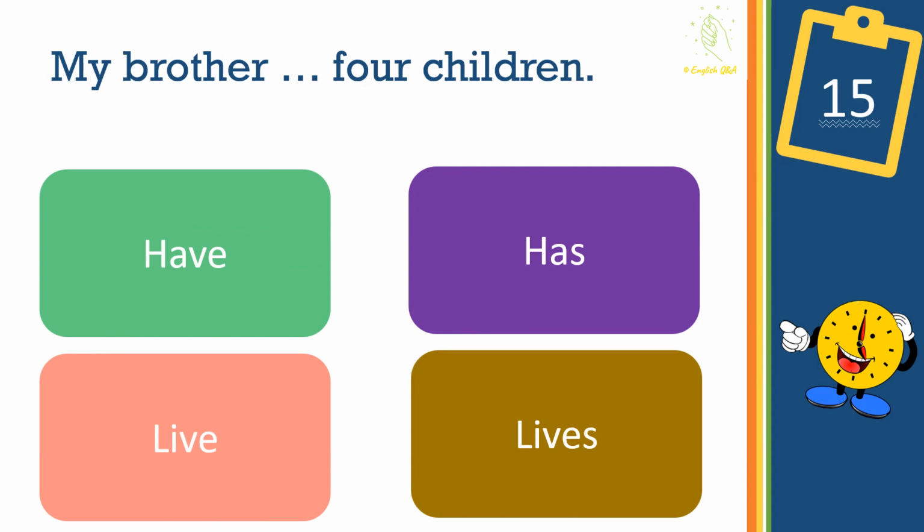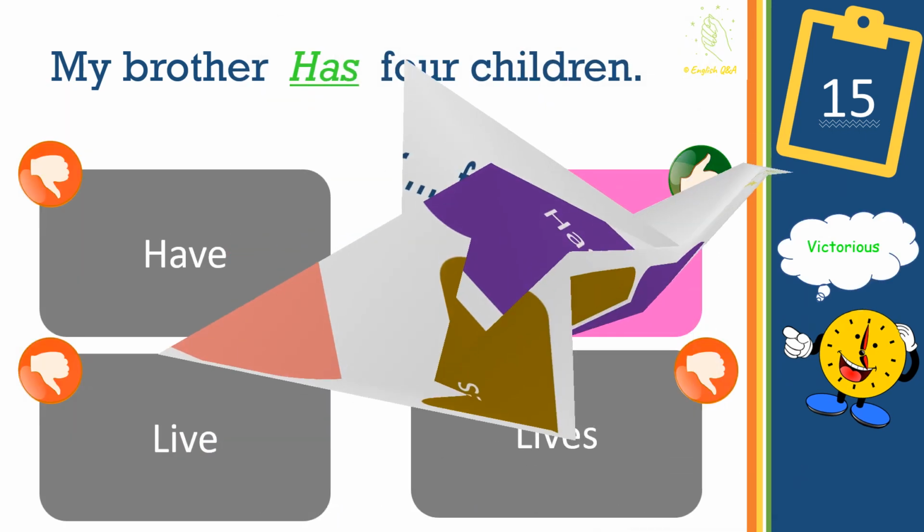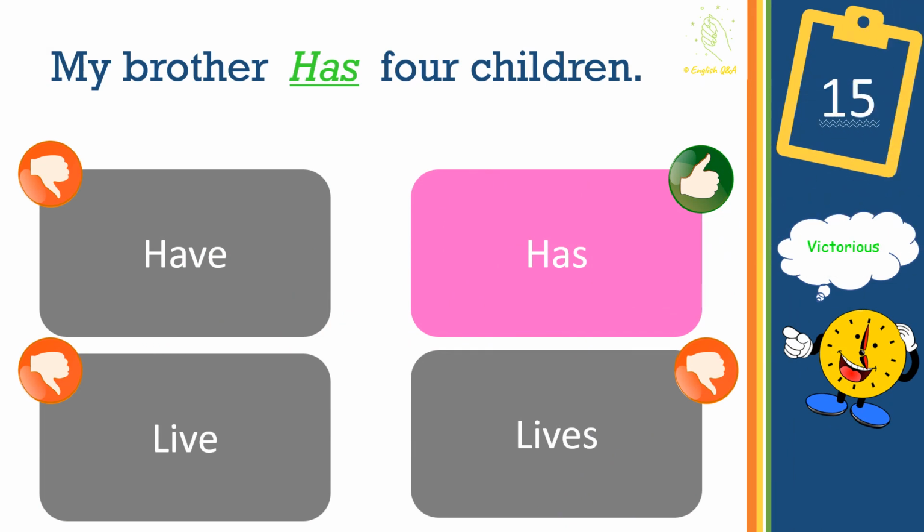Question 15. My brother dash 4 children. Here are the options. Have. Has. Live. Lives. The correct answer is has. My brother has 4 children.